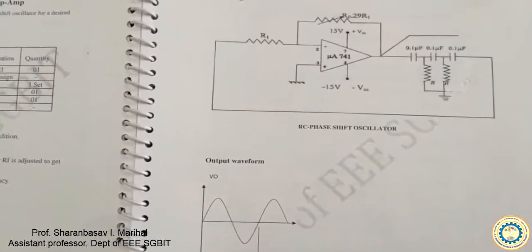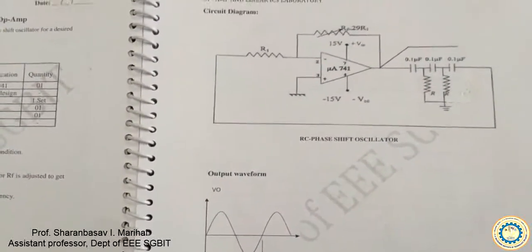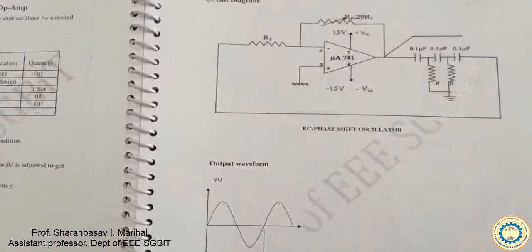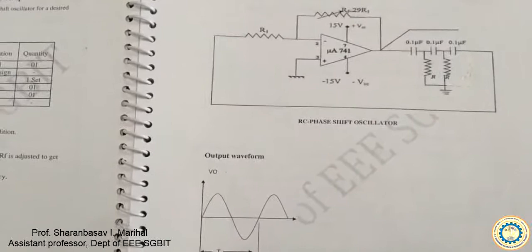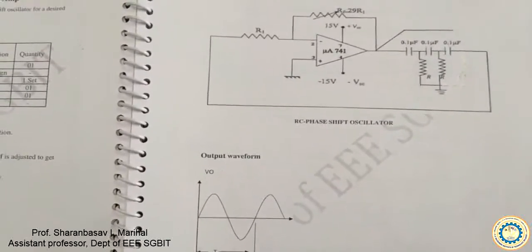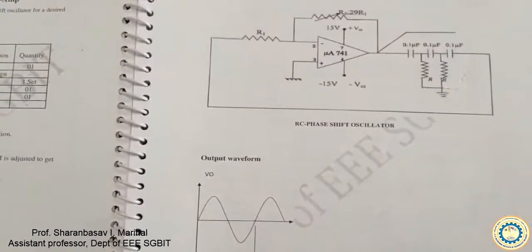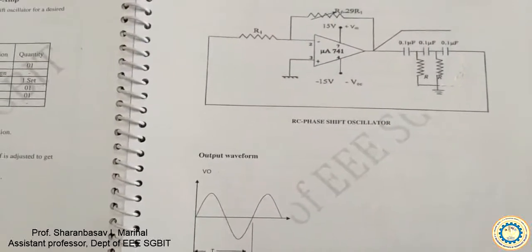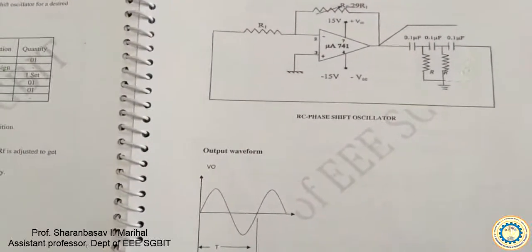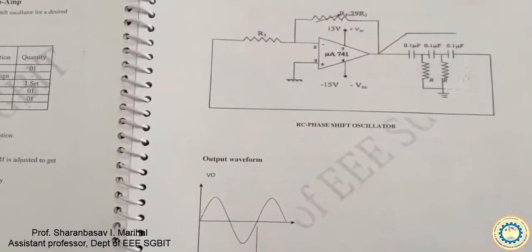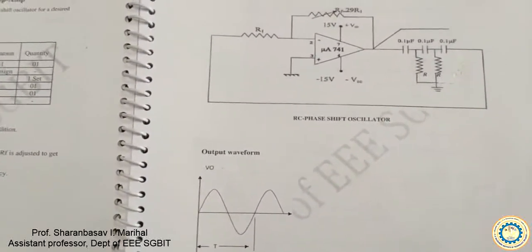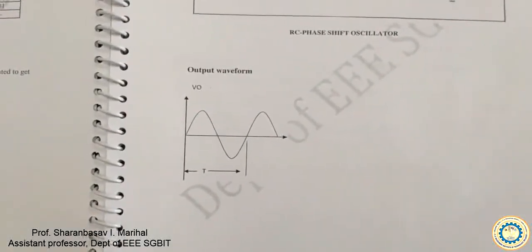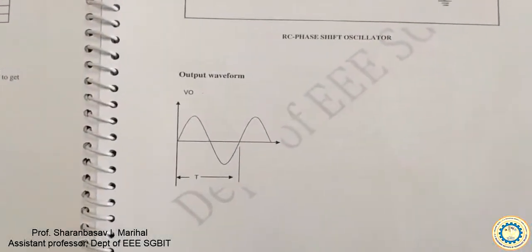And also the loop gain is made greater than or equal to 1. For that, the gain of the op-amp should be at least 29. With that condition we have to design the value of RF so that the loop gain should be equal to or greater than 1. So when these two conditions are satisfied, then we are able to get the continuous or sustained oscillations like this.